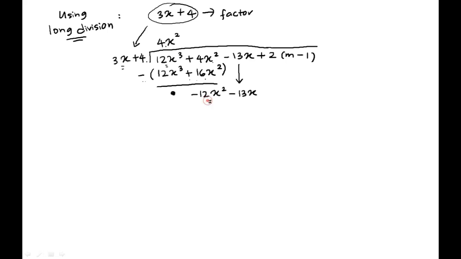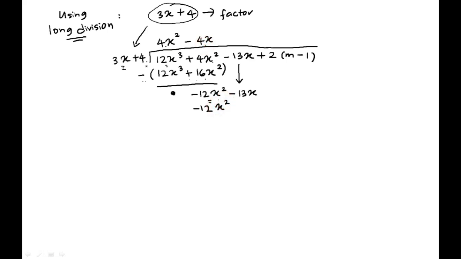Next, we have negative 12x squared. Our divisor is 3x. So 3x times what gives negative 12x squared? 3 we can multiply with negative 4, so negative 4 times 3, negative 12. But the one below has x squared and this one has x, that's why here we need negative 4x, because negative 4x multiplied with 3x will become negative 12x squared.